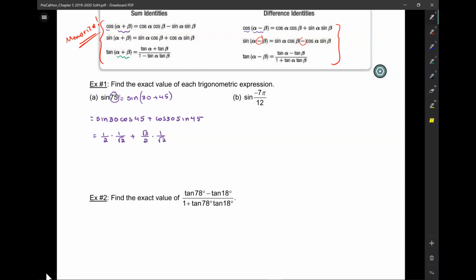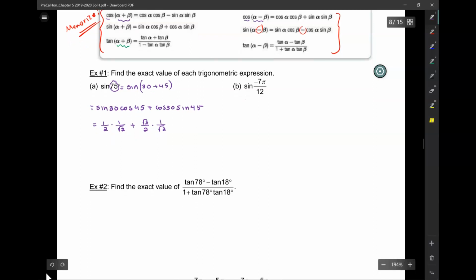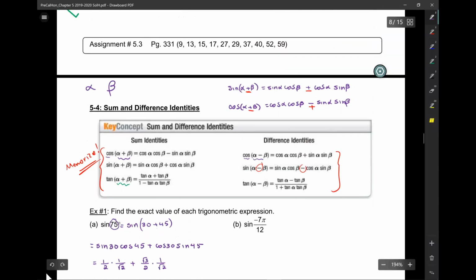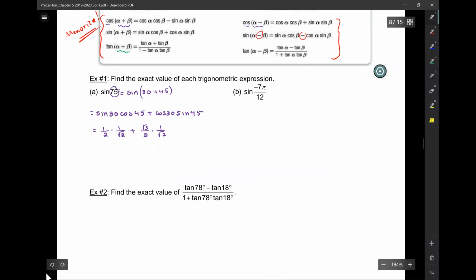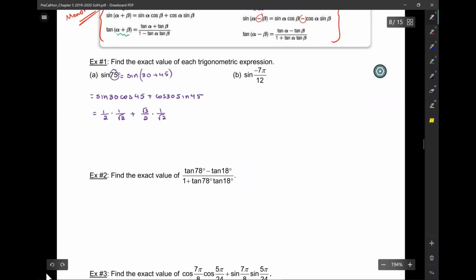Question? Because I know that the identity says for sine of a plus b, if it's a plus here, it's a plus there. Okay? All right, so now I have 1 over 2 root 2 plus root 3 over 2 root 2. And then I could just simply write that as 1 plus root 3 over 2 root 2.